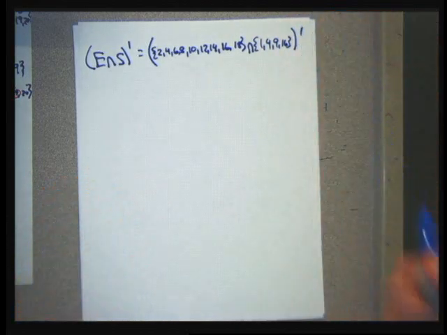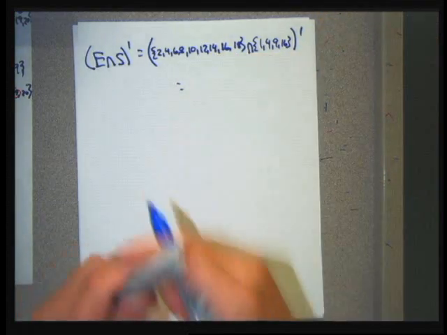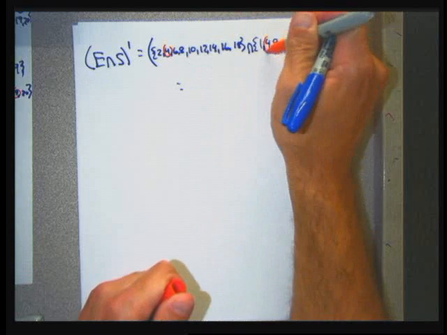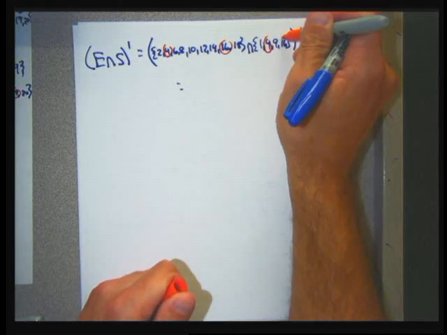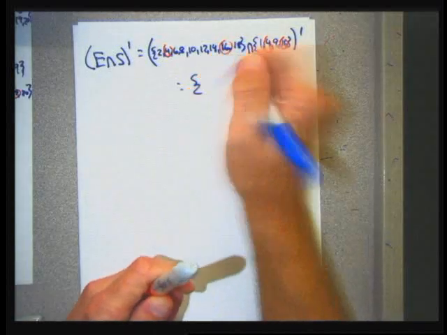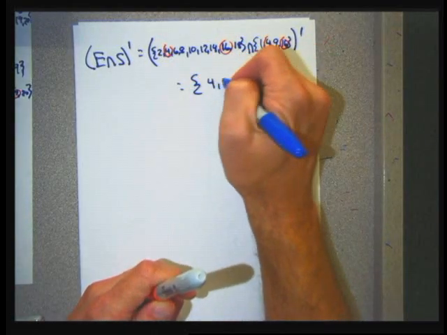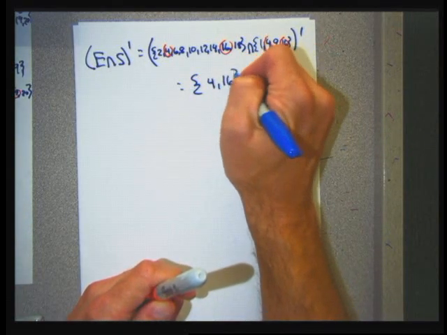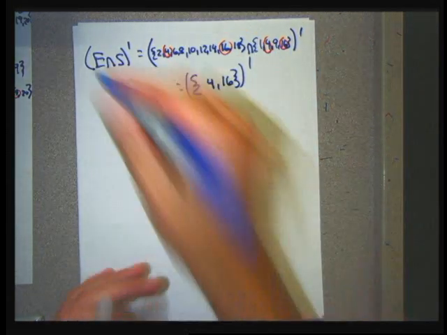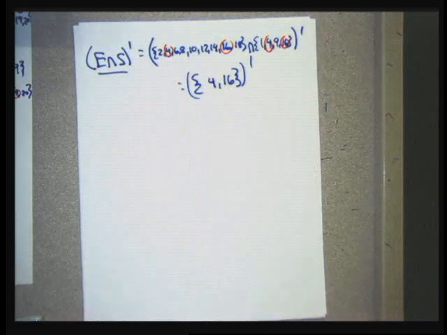When I form that intersection, what these sets have in common is they both have 4 in them, and they both have 16 in them. So E intersection S is the set that contains 4 and 16. I want to do the prime of this set. So I've done the E intersection S. Now I want to do the prime.